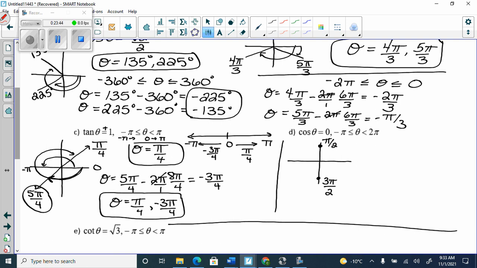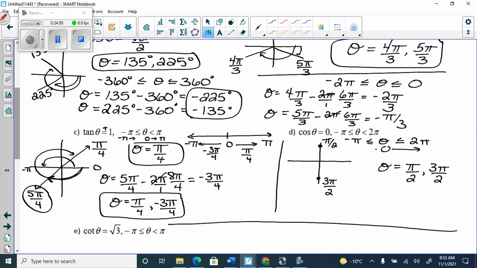So, this is on the unit circle. This is from negative pi to 2 pi. Well, in here exists a 0. So 0 to 2 pi covers these two, correct? Does that make sense? So we know those are two answers, pi over 2 and then 3 pi over 2.